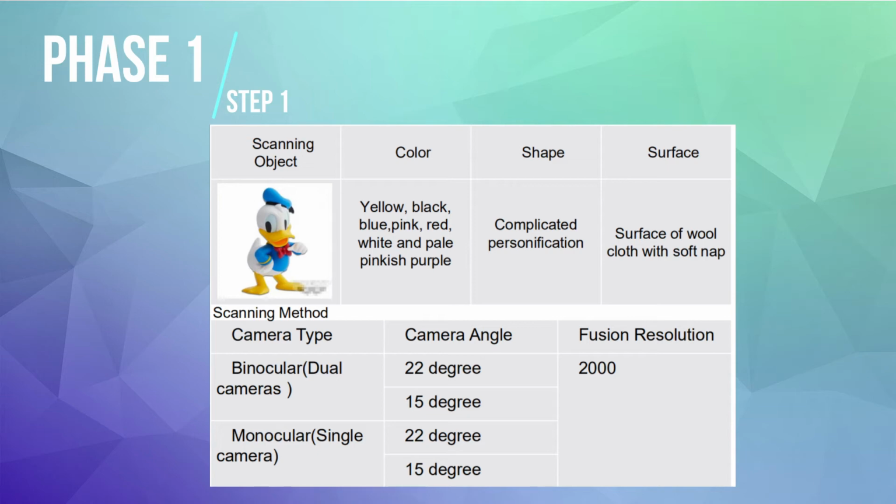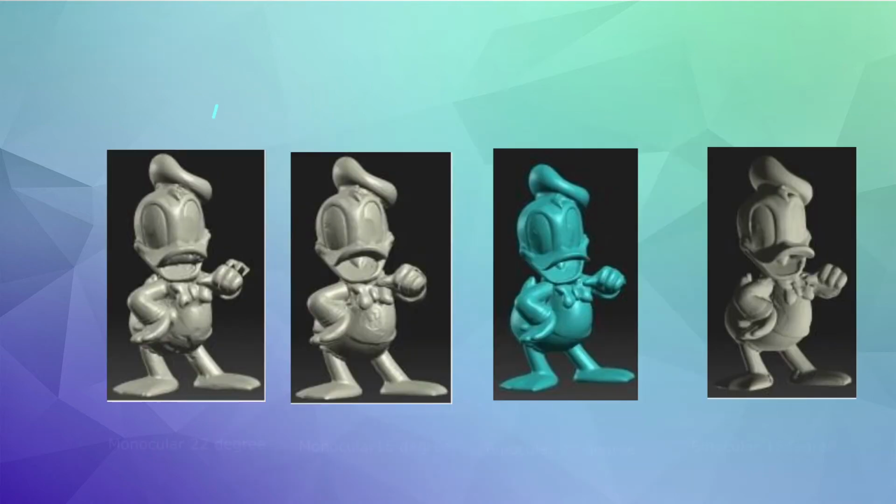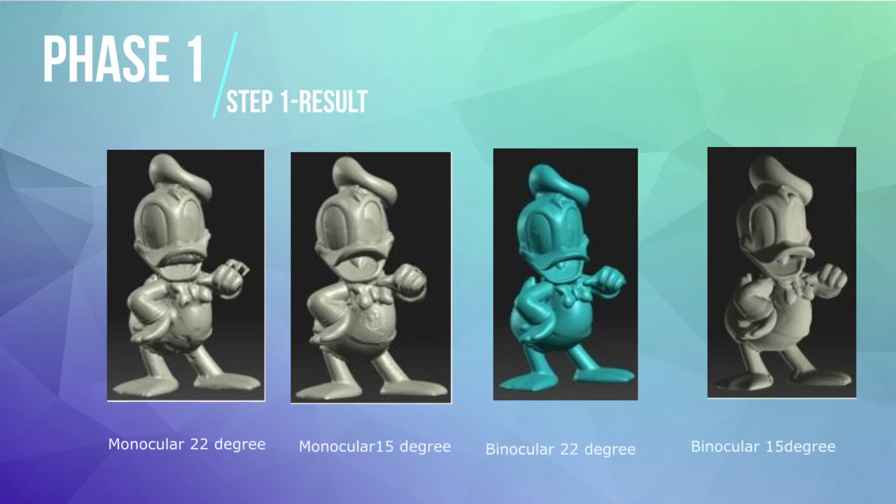Before the experiments, the hypothesis is that at the same camera angle, binocular camera has a higher scanning quality than monocular camera. The experiment results show that the monocular camera had the lowest quality when its angle was 15 degrees, and its vertex spacing was only 0.268 mm. The accuracy of the other 3 scanning methods does not differ much.